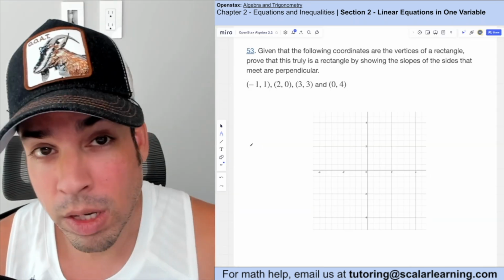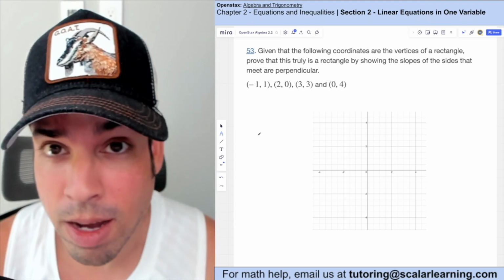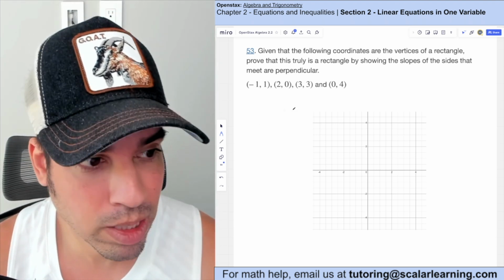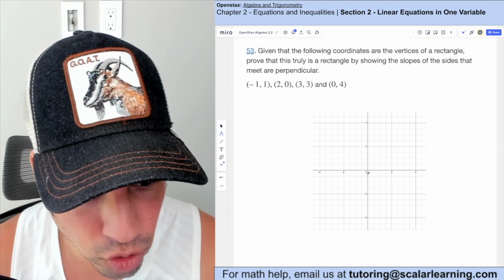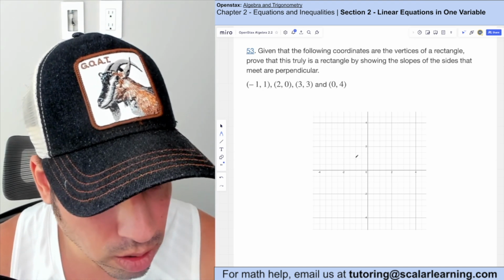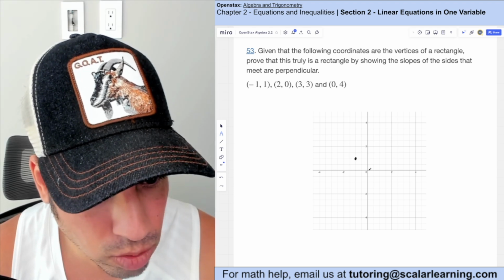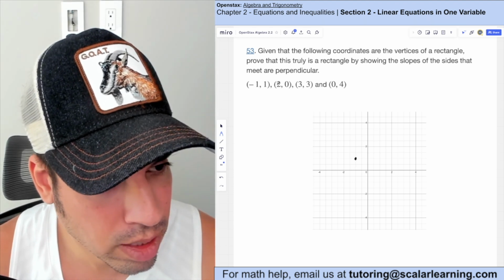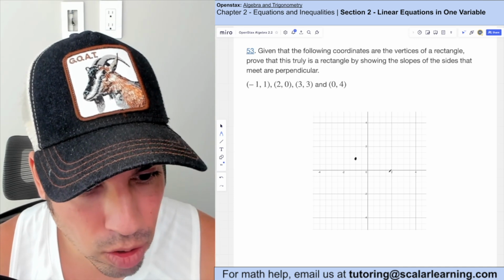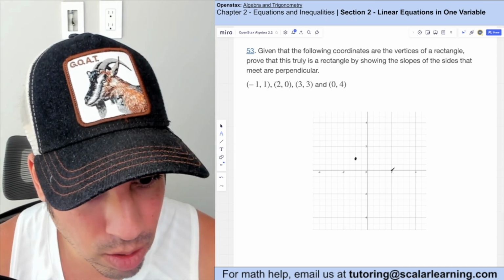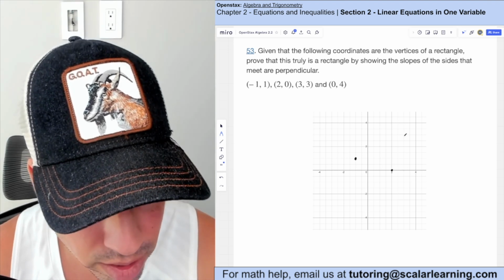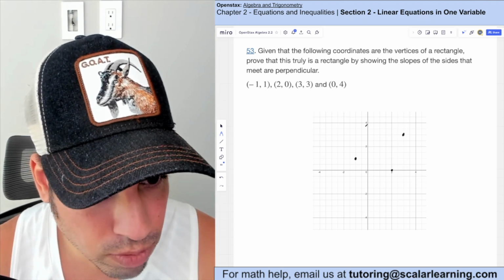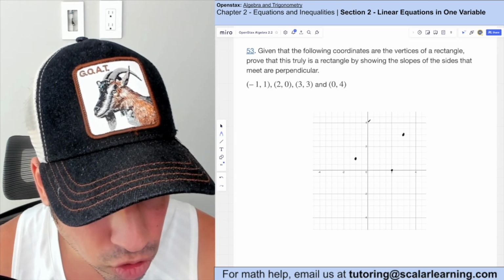Done. So even though we don't necessarily need to graph it, I'm going to graph this just to make it a little bit clearer. So first we got the point at negative 1, 1, and notice this is going by 2's. So negative 1, 1, I'm going to plot that right there. So left 1, up 1. Then 2, 0, we go out 2, and we stay right there. Then we've got 3, 3, so that's 3 out, 3 up. And then we've got 0, 4, 0, and straight up 4.